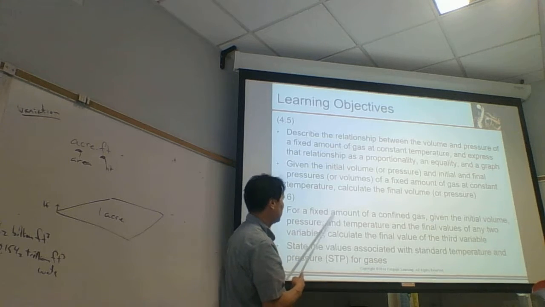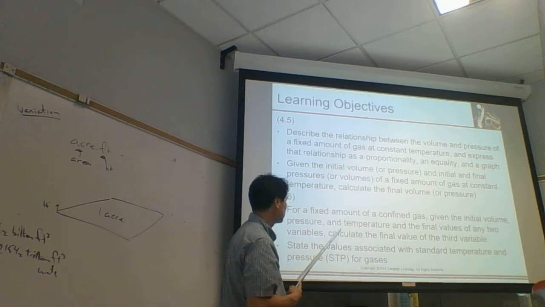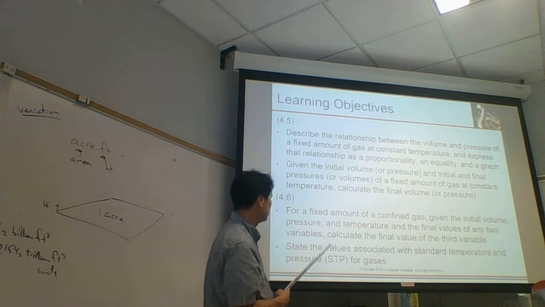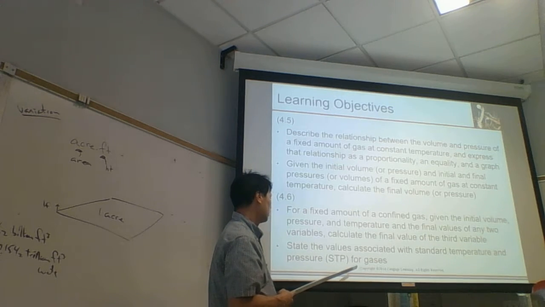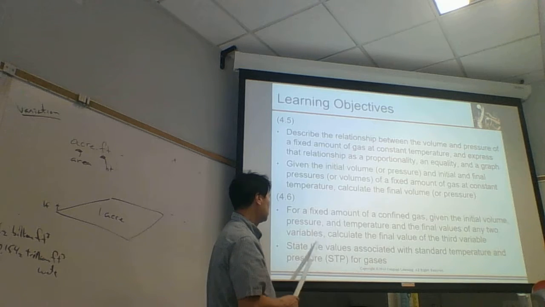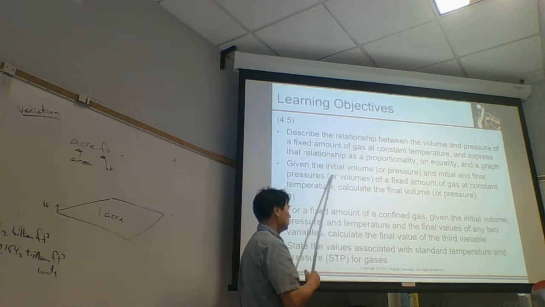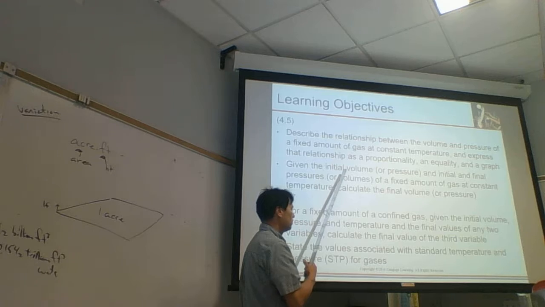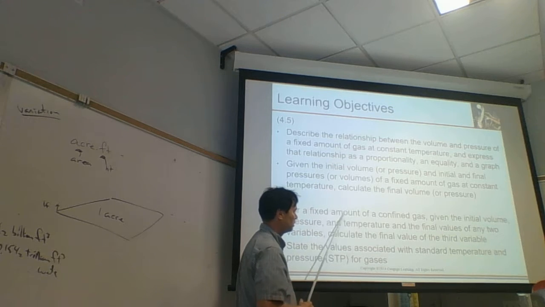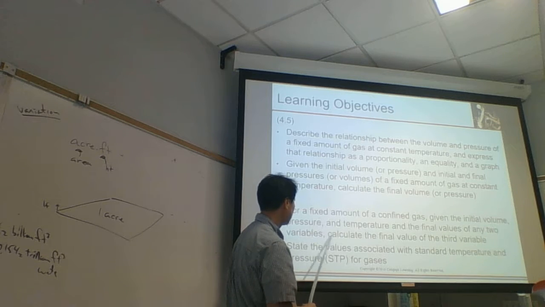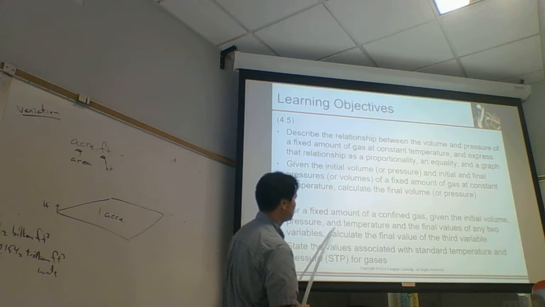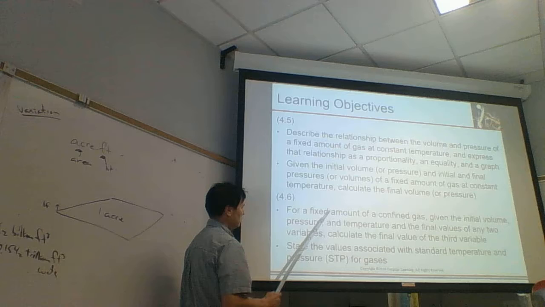4.6: for a fixed amount of confined gas, given the initial volume, pressure, and temperature, and the final values of any two variables, calculate the final value of the third variable. What we do is we end up with these laws, we combine those laws, and we get something called the combined gas law, which is 4.6. 4.6 is the combined gas law. I don't know why they don't just state those.